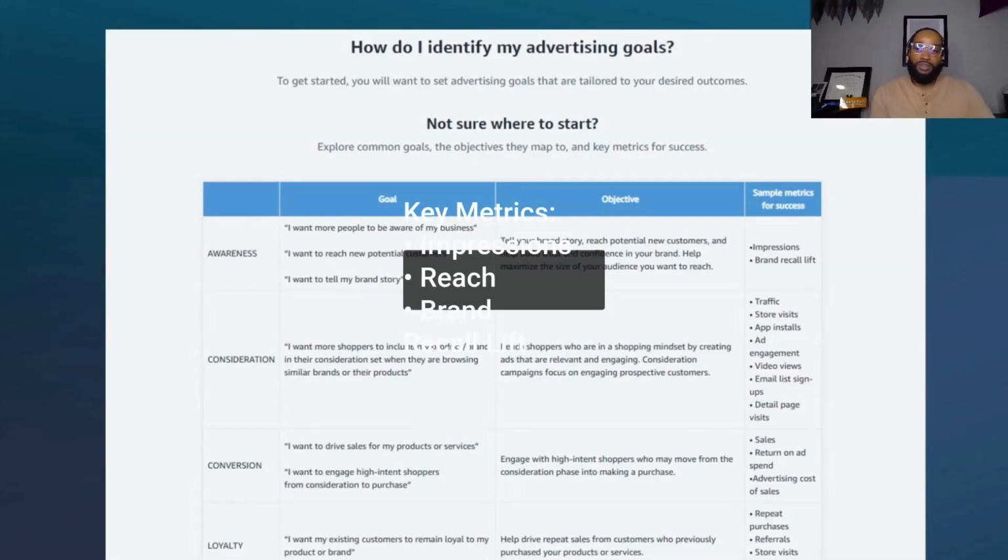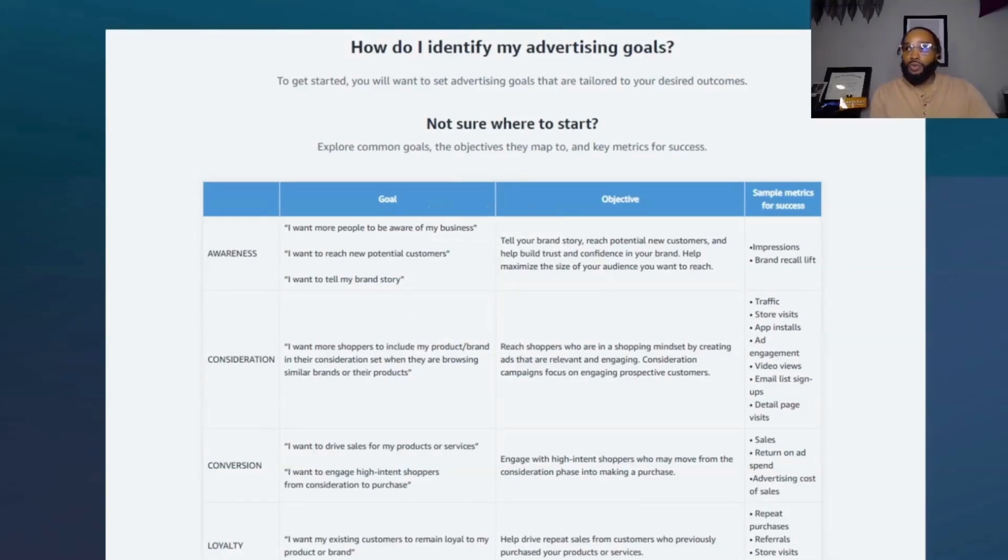And one of the most common goals that I hear often, and early on was one of my go-to goals that I would always chase, would be, I want to drive more sales. I want to get more sales. I only want to engage with people who want to purchase product from me. I would find myself just running sponsored product campaigns in the forms of automatic campaigns and manual campaigns.